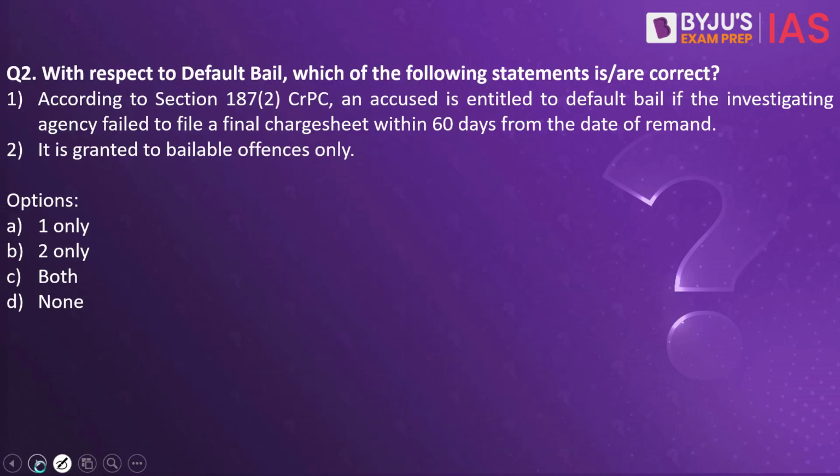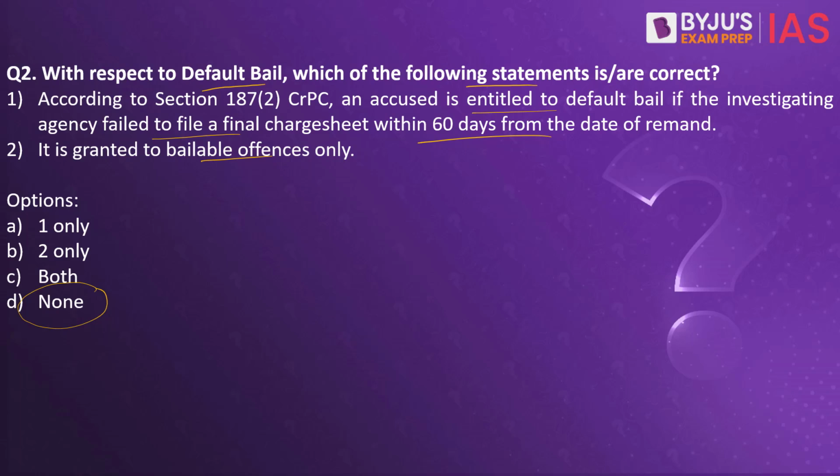Now let's look into the next practice question. With respect to default bail, which of the following statements are correct? According to section 187 of CrPC, an accused is entitled to default bail if the investigating agency failed to file a final charge sheet within 60 days from the date of remand. It is granted to bailable offences only. Which of the statements are correct? The answer to this is none.